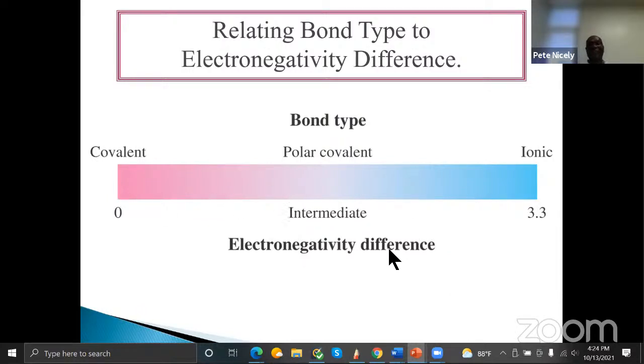So this is showing you again the different bond types. Covalent, where the difference in the electronegativity would be 0 or almost 0, 0 to 0.4. And then you have the polar covalent, where the difference in the electronegativity would be somewhere between 0.5 and 1.7. And then any difference that is higher than 1.7, meaning 1.8 or greater, that bond is essentially considered to be ionic.